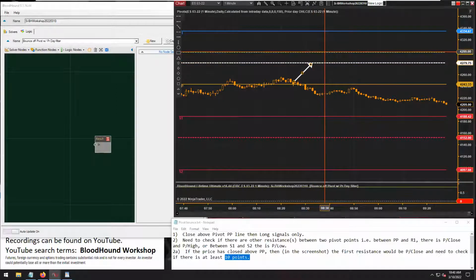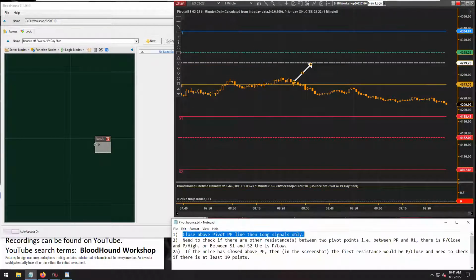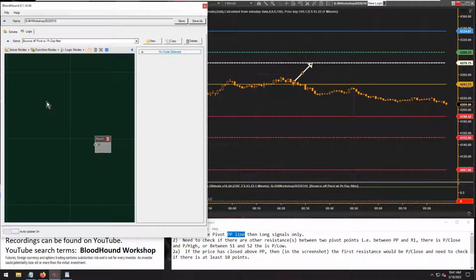We got the close and the prior day high there before we get to R1. All right, so we're going to start off with some of the simple things here, right? So the simplest requirement, I wouldn't call it a trend filter, but it is a directional filter here, right? So basically, just identifying, is the market above or below the pivot PP line there, right?